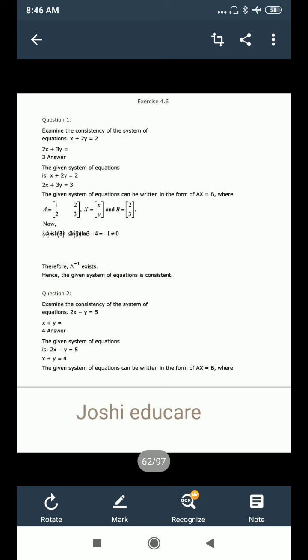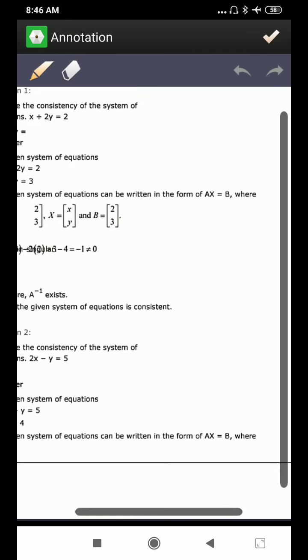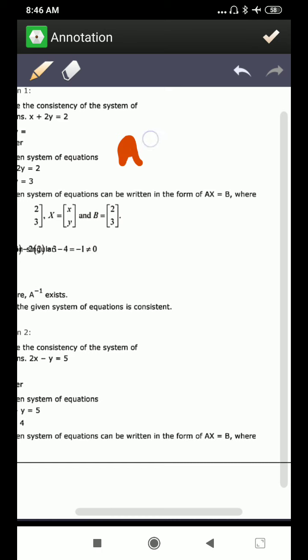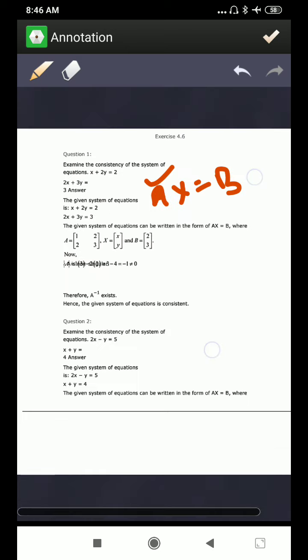Now we can write this as AX equal to B, which is the matrix representation. For consistency, first of all, we'll check determinant of A. We'll find the determinant of A. If you calculate determinant of A, you see it is -1. Determinant of A is 3 minus 4, that is equal to -1.